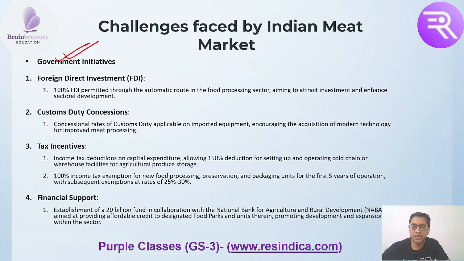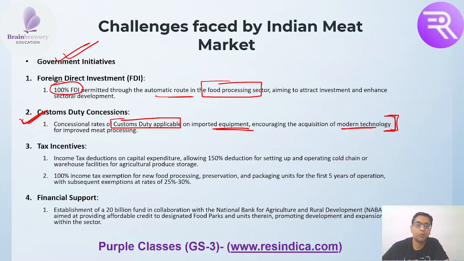So first initiative that government is taking is opening the market, 100% FDI through automatic route in the food processing sector. So now people from outside can come and invest and make their own factories over here for the food processing sector. Then customs duty concessions are being given on any equipment or technology that is coming from outside. So there is a concessional customs duty applicable on imported equipment in order to encourage mechanization.